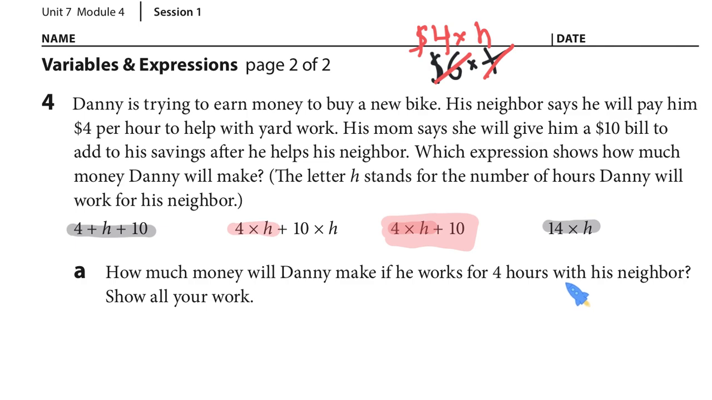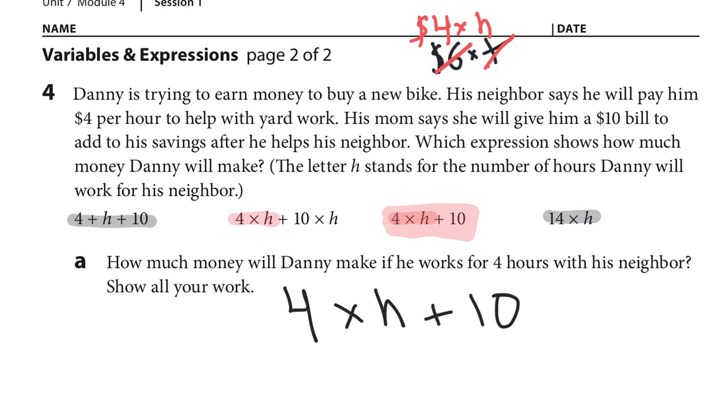Now it says in our question, how much money will Danny make if he works 4 hours with his neighbor? Well, I'm going to just rewrite the equation: 4 times H plus 10. But I'm just going to get rid of this H and put in the 4. Why am I putting a 4 in here? Well, because it says he's going to work 4 hours. H stands for hours, so I'm just going to put the 4 in here.